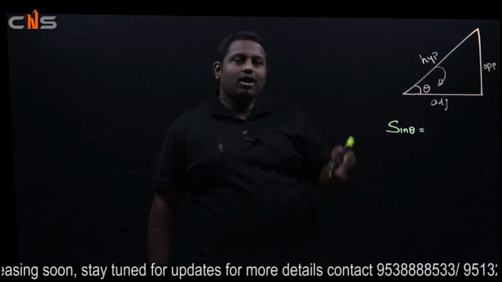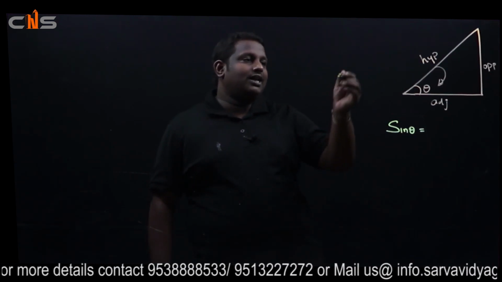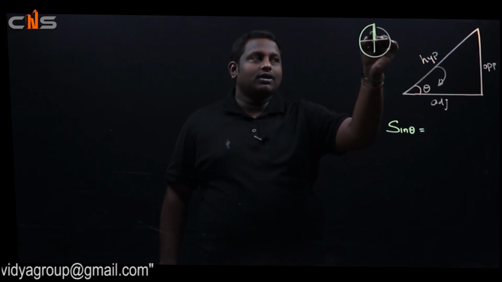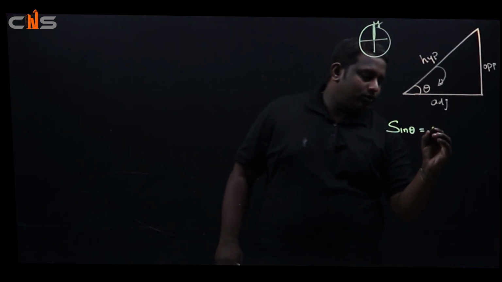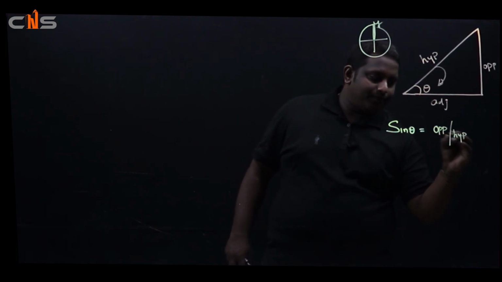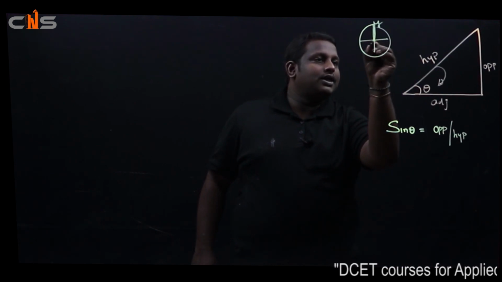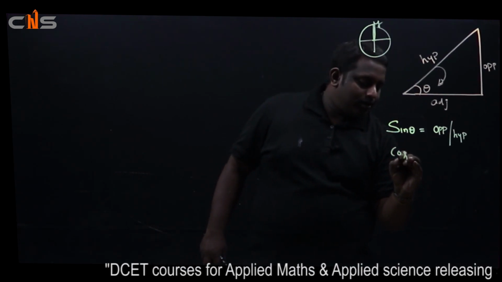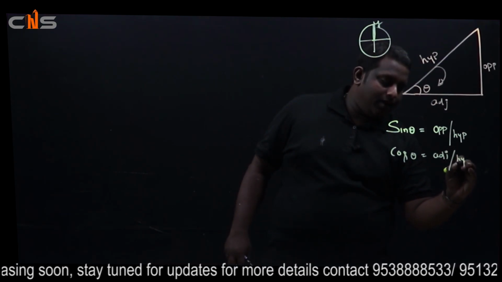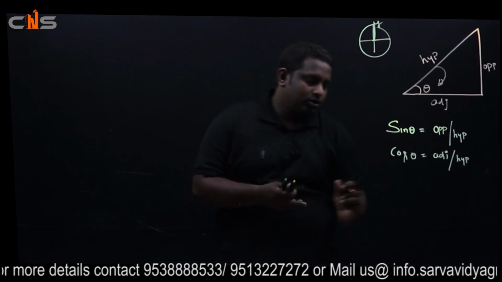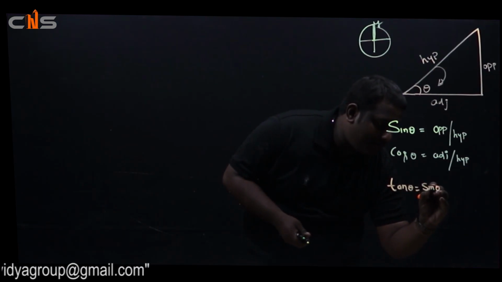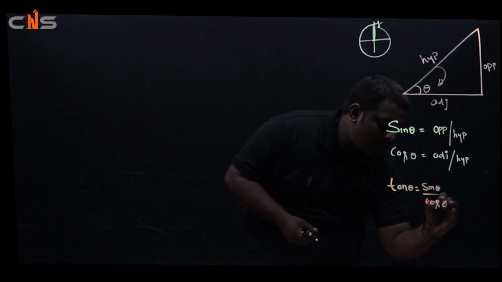Always sin theta represents the vertical side, that is the y-axis of the quadrant. So sin theta is nothing but opposite by hypotenuse. Cos theta represents the x-axis, that is adjacent divided by hypotenuse. So what is tan theta? Tan theta is sin by cos.